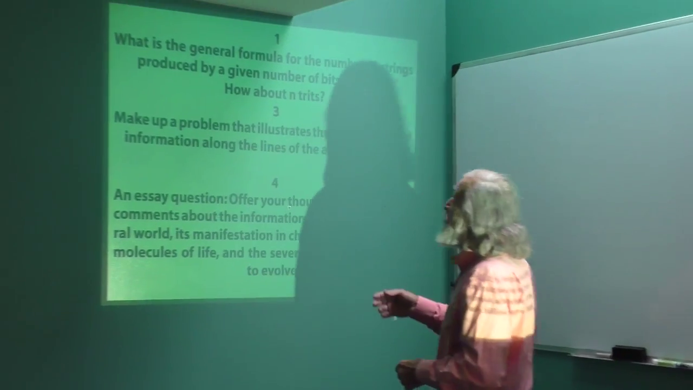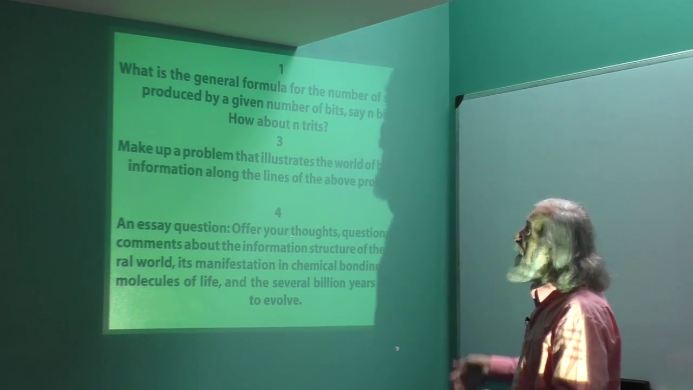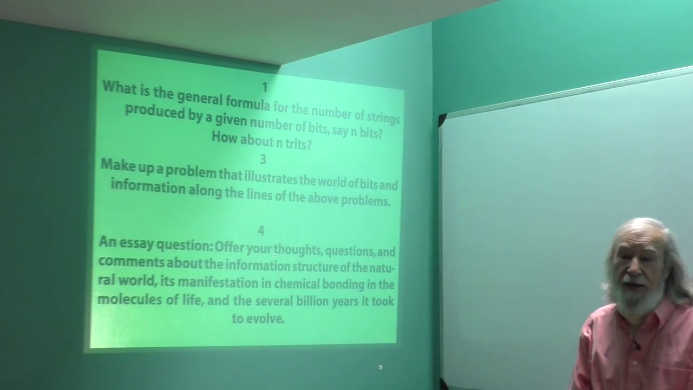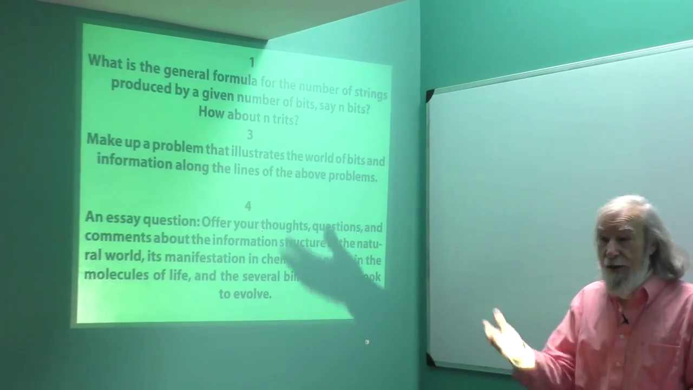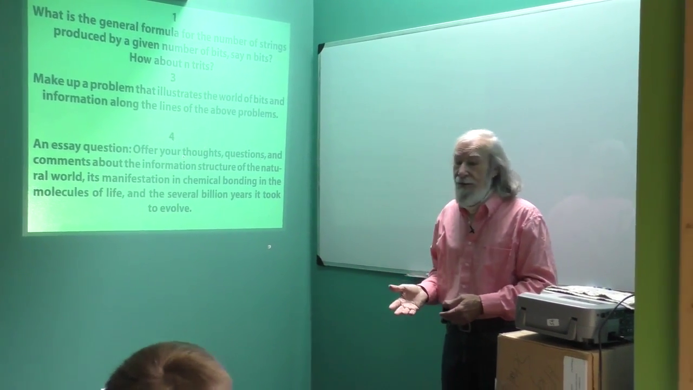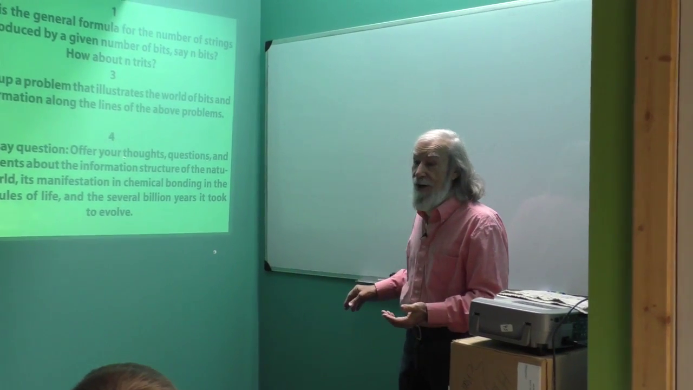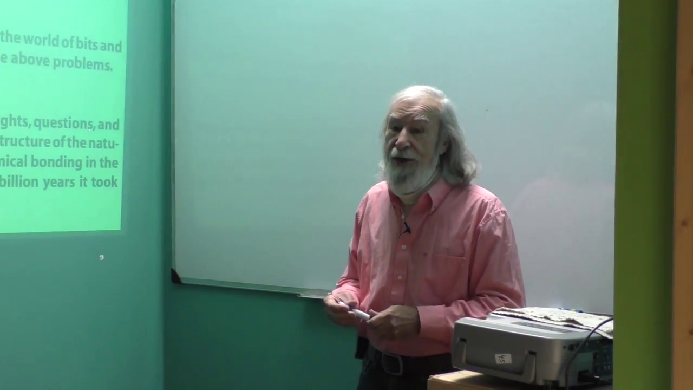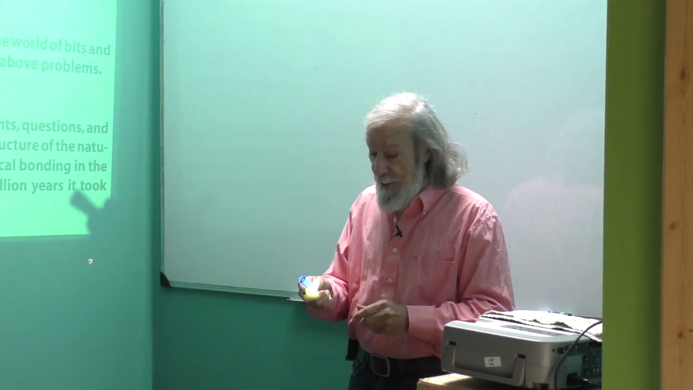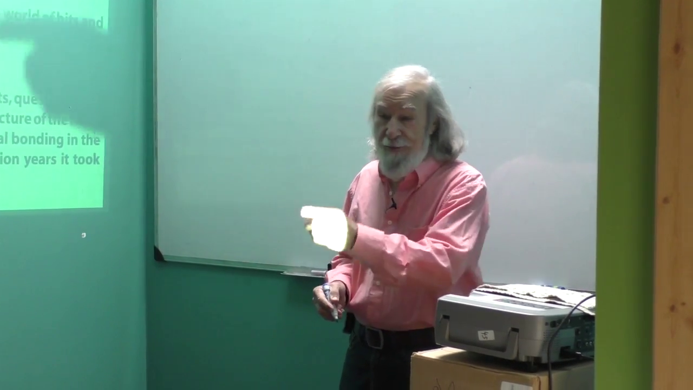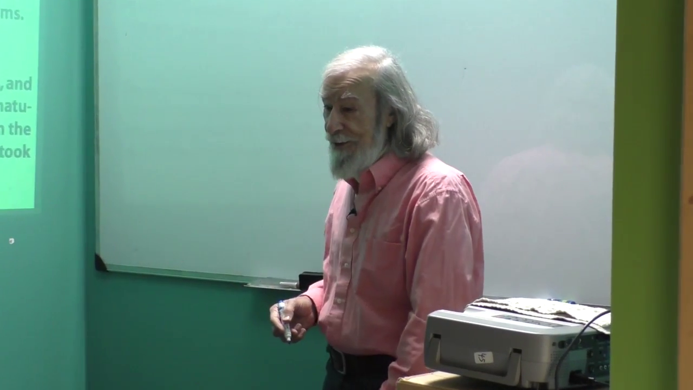So, first question is, what is the general formula for the number of strings produced by a given number of bits, say n bits? And I think most of you could look at this video, and you could see the answer to that was in the lecture itself. So, what is it? Anybody want to offer it to just get us going here? If I have n bits, how many strings do I have? 2 to the power of n, right?